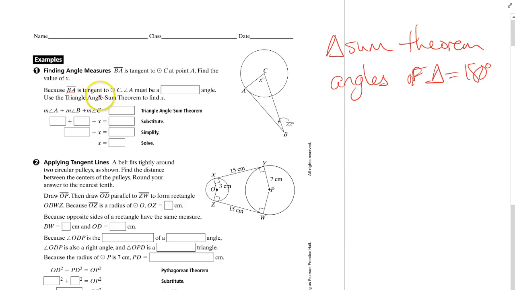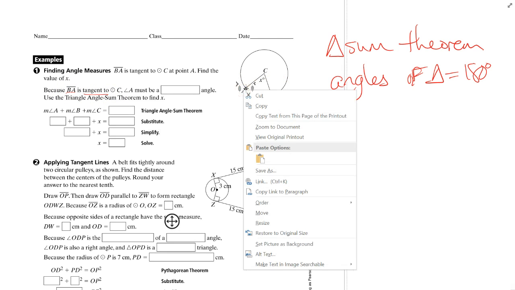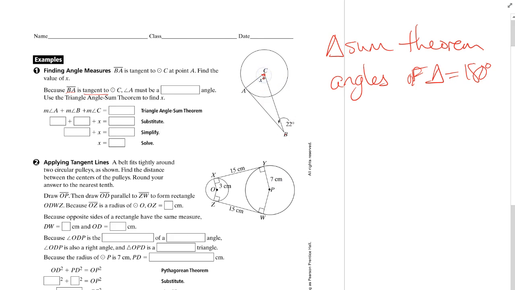Because BA is tangent to circle C, and of course we're always naming circles by their centers, then angle A, meaning CAB, must be a right angle. Because why? Here's a radius that ends at the point of tangency for BA. So it's got to be perpendicular, therefore a right angle.